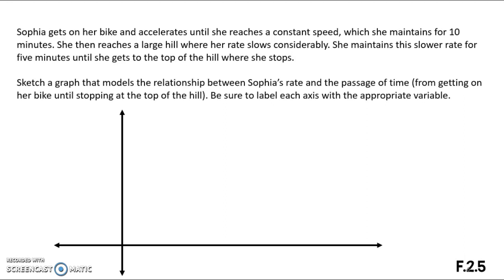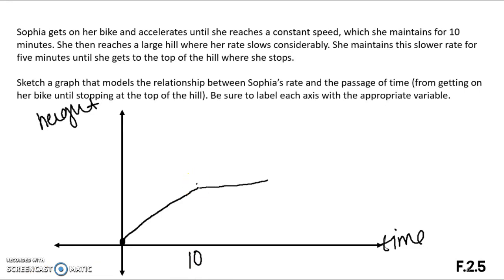So she's going at a constant speed, and she's going up this hill. So we could say that the y-axis is her height or her elevation from the ground, where the x-axis is time. Here's where she starts, and it tells me that she's accelerating at a constant rate. She maintains that rate for 10 minutes, and then her rate starts to slow because she's reached this hill. She maintains a slower rate for 5 more minutes, so now she's 15 minutes in. She's at the top of the hill, and she stops.